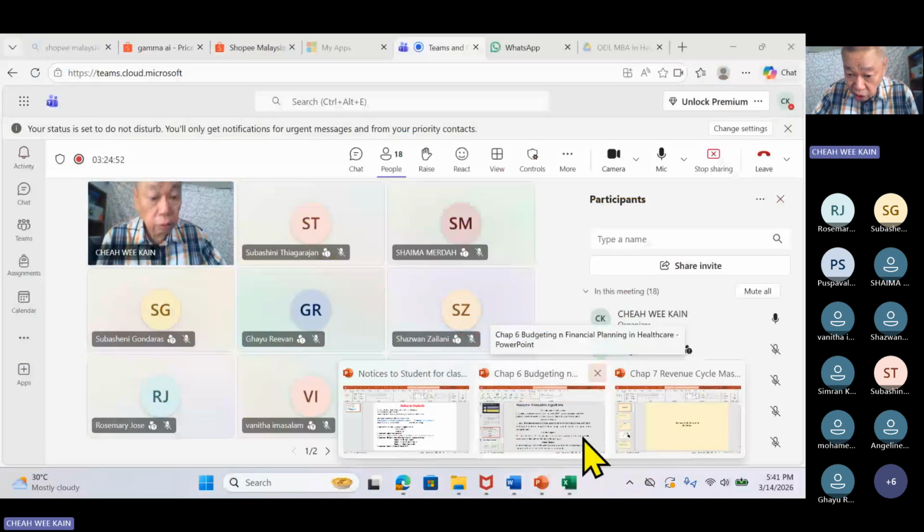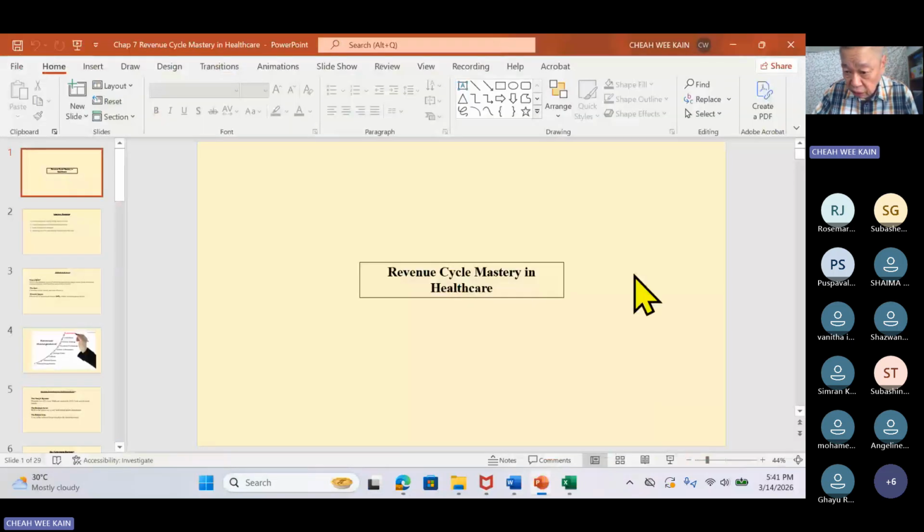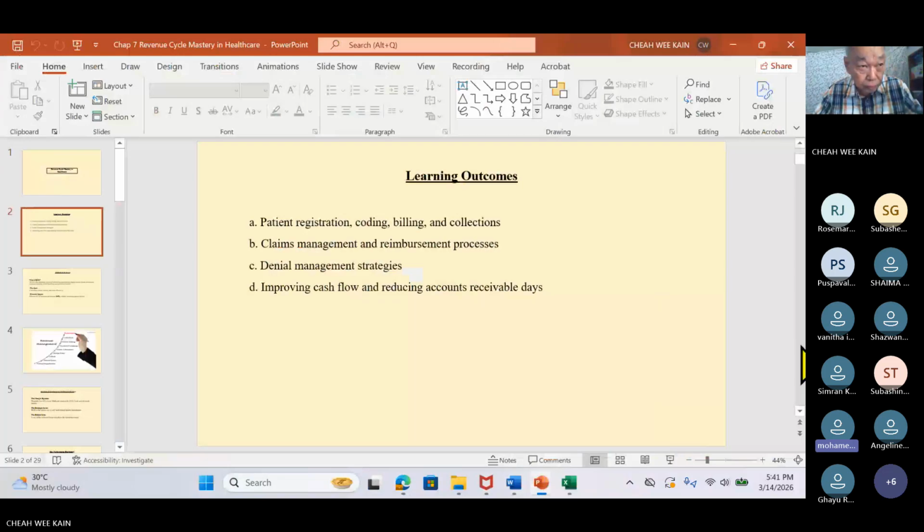Another 10 or 15 minutes. I just want to do one last chapter. We call this the revenue cycle. What is revenue cycle? Registration, coding, billing. Now, one of the major problems in healthcare: if you are dealing cash, no problem. Understand? Customer comes, customer pays.